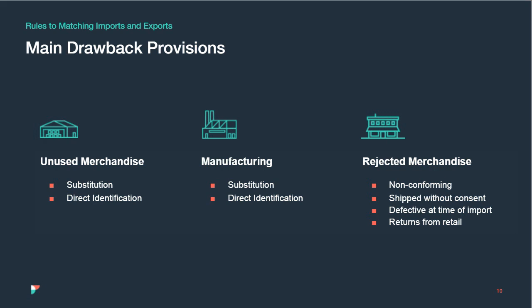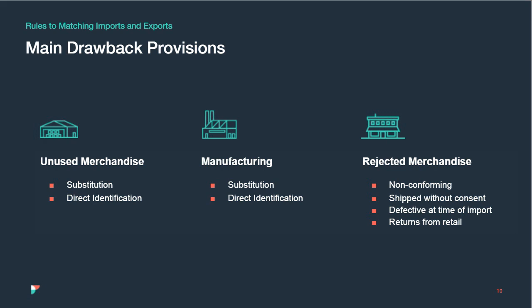Going on to rejected merchandise. With rejected merchandise, it's exactly what it sounds like. There's 4 different buckets for that one. So merchandise that is imported that is not conforming to sample or specification. So you order something, you get it, and it's like, this isn't exactly what I ordered. The buttons are the wrong color. So you send it back, right?